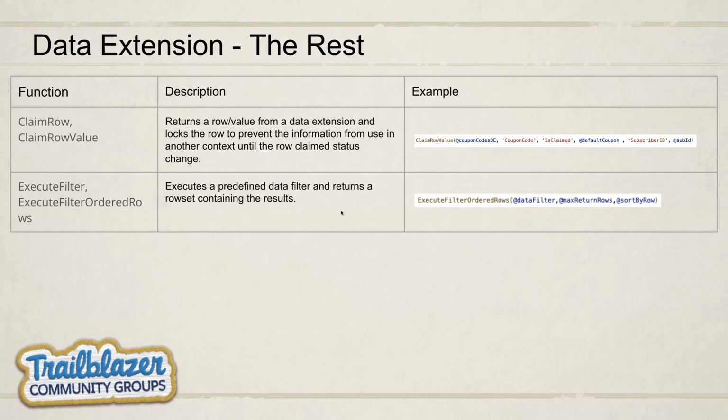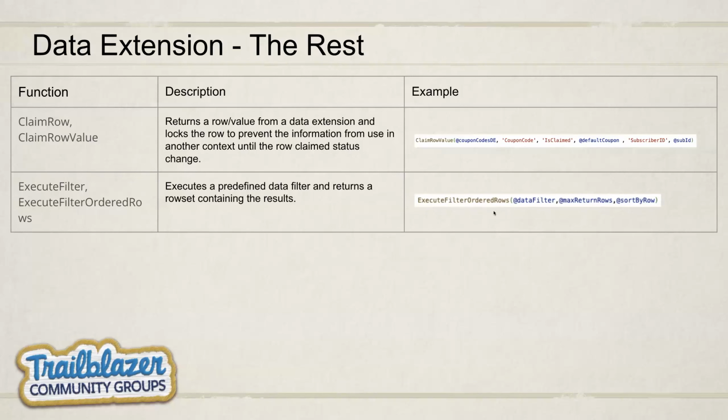The other one is execute filter. I haven't personally seen this being used, but it is there. So what this does is both execute filter and execute filter ordered rows. These execute a predefined data filter. So if you have a data filter in an org, you provide its name in here, and then it executes it. If you are using execute filter, it's just that. You use execute filter, parentheses, and the name of the data filter.